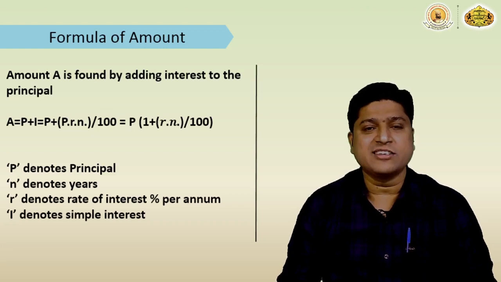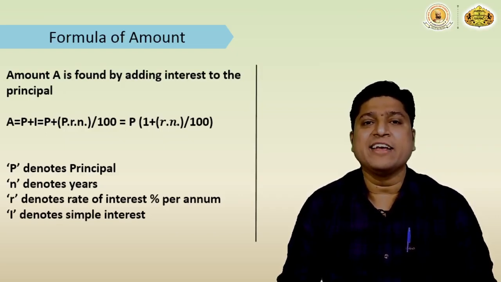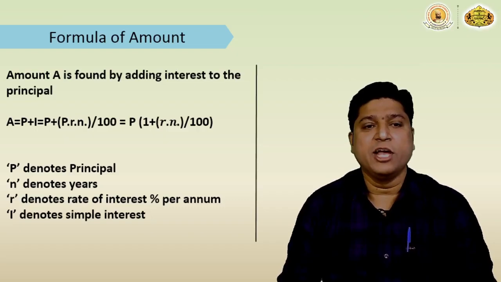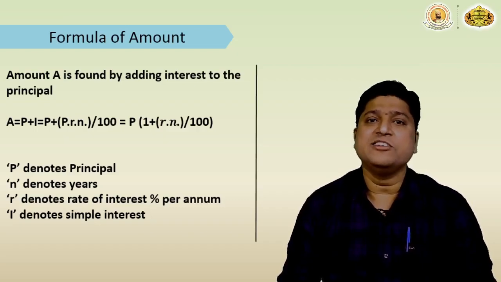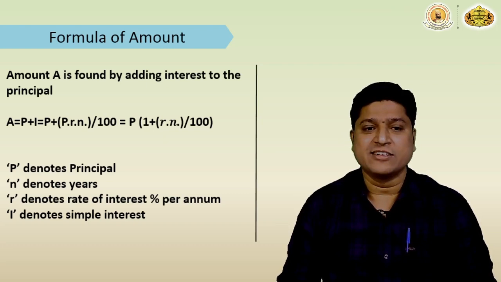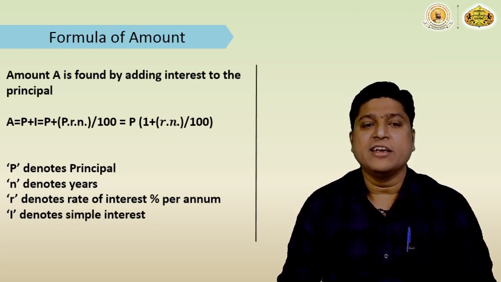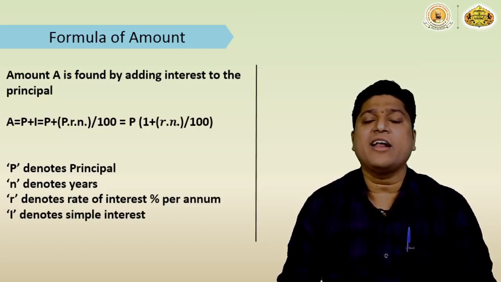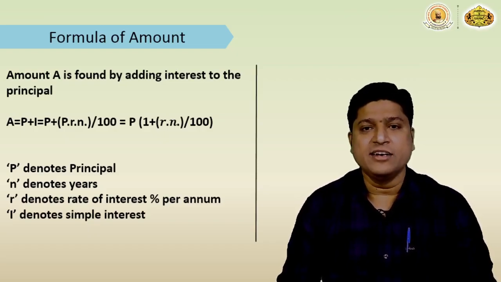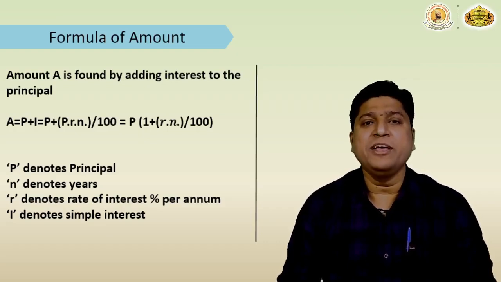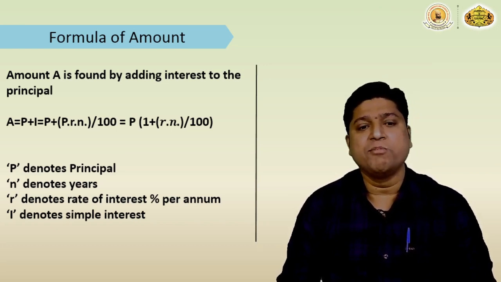Now we will understand the formula for amount. Amount A, that is capital A, is found by adding interest to the principal. Therefore, we can say that A is equal to principal plus interest, and the formula to calculate amount, that is capital A, is equal to P times (1 plus Rn upon 100). Here A represents amount, P represents the sum borrowed, R represents the rate of interest, and I represents simple interest.